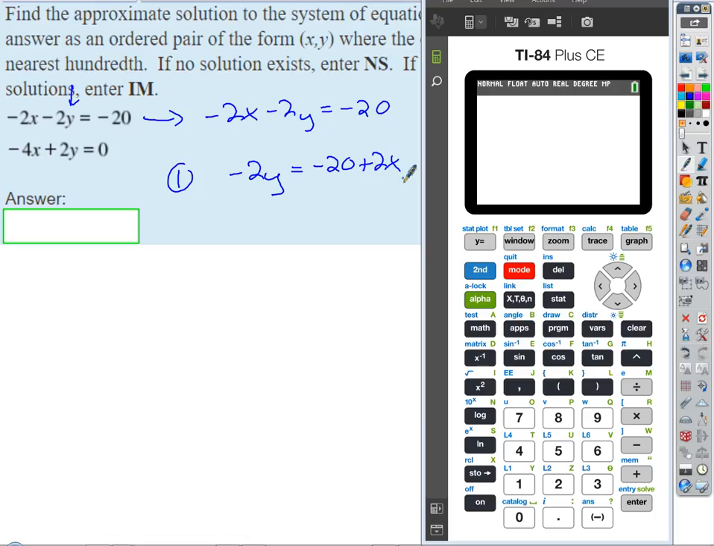What's step 2? Divide by negative 2. There's never going to be more than 2 steps if you're isolating, if they're linear equations and you're solving for y. It's always going to be, at the most, those 2 steps. That's it.